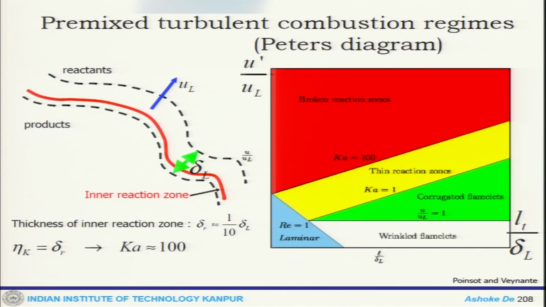Later on it was modified by Peters, with a slight modification. As I said, this is a laminar zone, this remains the wrinkled flamelet, then this region they say is the corrugated flamelet. This line corresponds to Karlovitz number 1, so this is the thin reaction zone, and most of the flame fronts will lie in this zone, and this is our broken reaction zone. Once you have information about your geometry, your fuel and the compositions, one can estimate where this flame is going to belong.